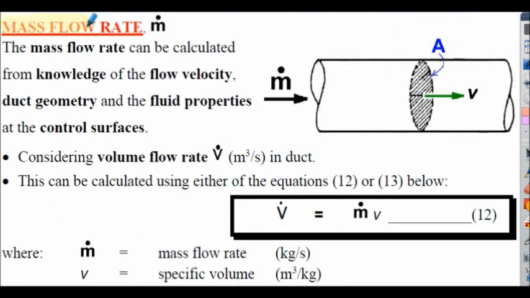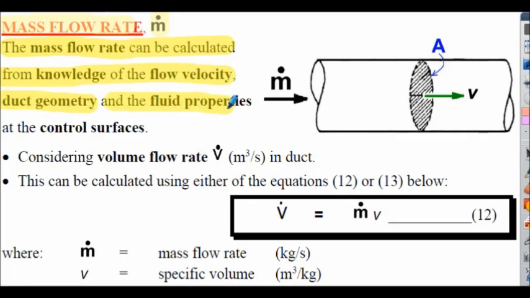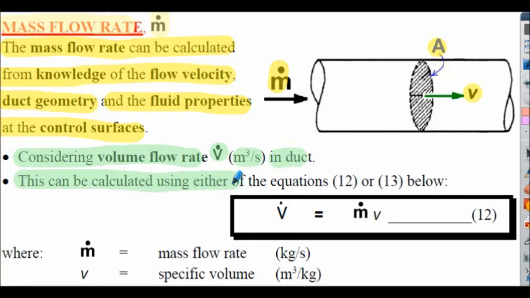Let's consider mass flow rate, m dot. So the mass flow rate can be calculated from knowledge of the flow velocity, the dimensions, and the fluid properties at the control surfaces. So there's m dot, here's the area, calculated from the diameter of the pipe, and here's the specific volume, lowercase italic v. So considering volume flow rate, V dot, which will be in meters cubed per second, in the duct, this can be calculated using either of equations 12, shown on this slide, or 13, shown on the next slide.